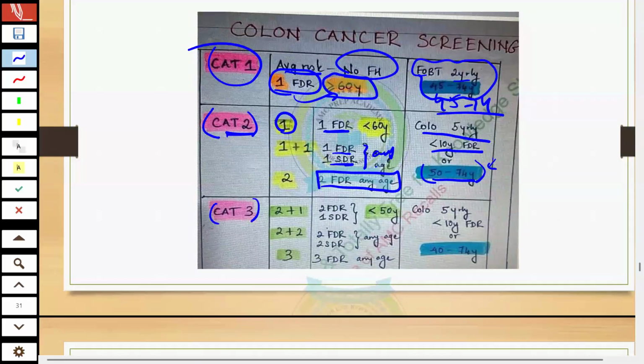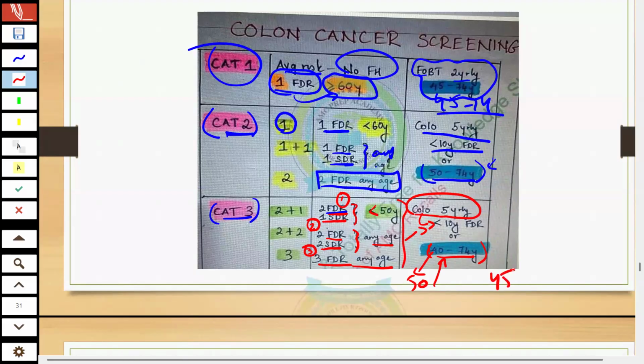What about category 3? Category 3: two first degree relatives, or one second degree relative before the age of 50 is the first condition. Second, two first degree or two second degree relatives at any age. Third condition, three first degree relatives at any age. So this belongs to category 3. In these patients you have to go for colonoscopy every 5 years, and start screening 10 years earlier. You can go with 40 to 74, because the patient was diagnosed from the age of 50. So start colonoscopy at 40 years. Let's suppose a patient's first degree relative was diagnosed with colon cancer at 45 years of age. Then you have to start colonoscopy at 35 years. Okay, 10 years earlier, whichever the age.